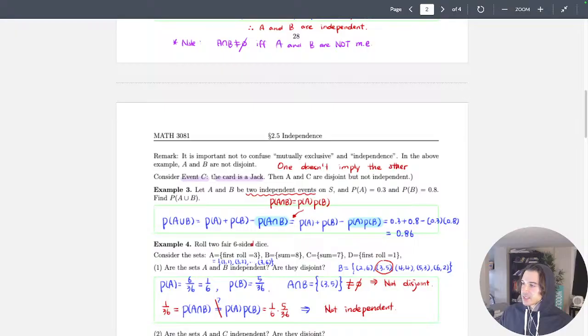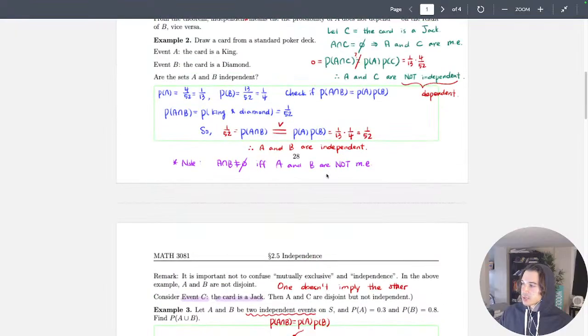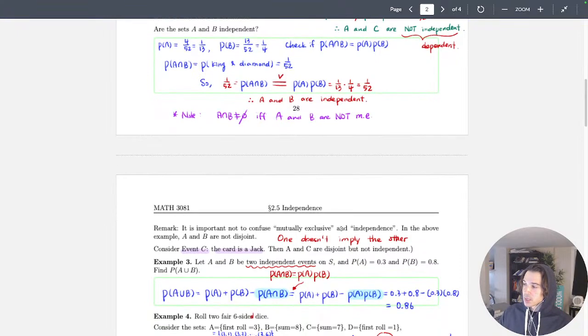So, yes, event C, the card is a jack. A and C are disjoint, right? Because a card can't be a king and a jack. But they're not independent. One doesn't imply the other. I would say they're not independent. Why?